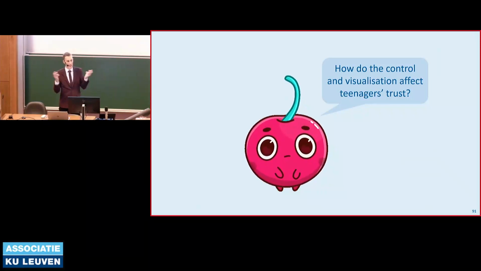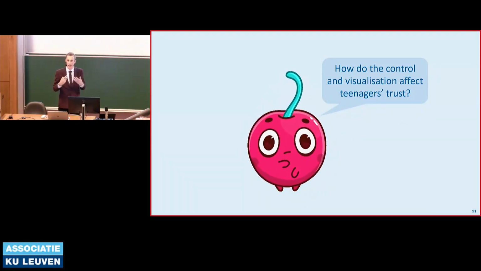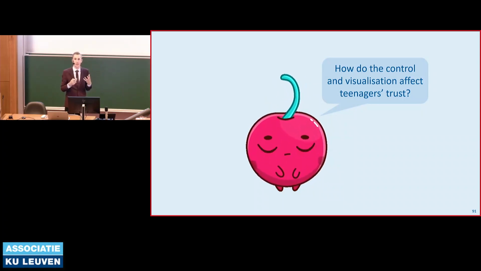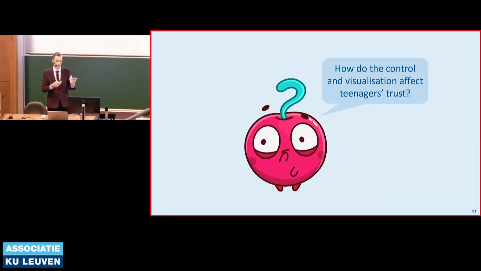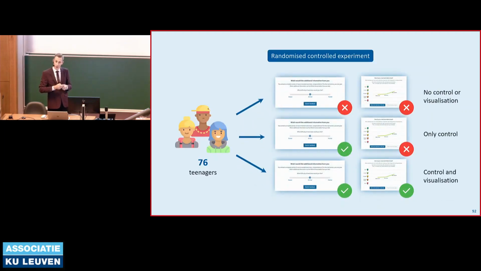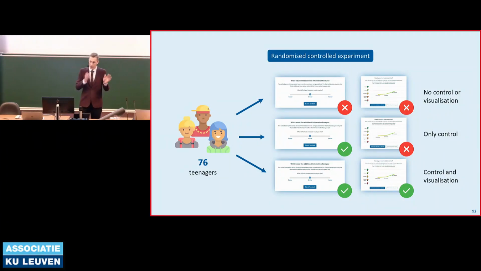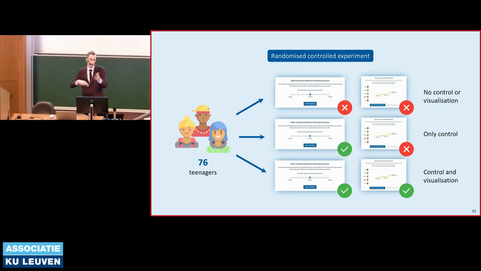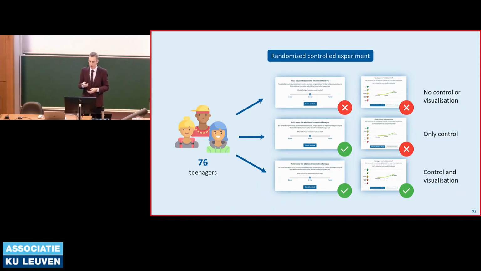So, the natural question as a researcher: how does this control mechanism and the visualization affect teenagers' trust in the recommender system, like before? And again, we did a randomized controlled experiment. There were 3 groups: a group without control and without visualization, a group with only the control, and a group with control and the visualization. And again, we wanted to compare these different groups.